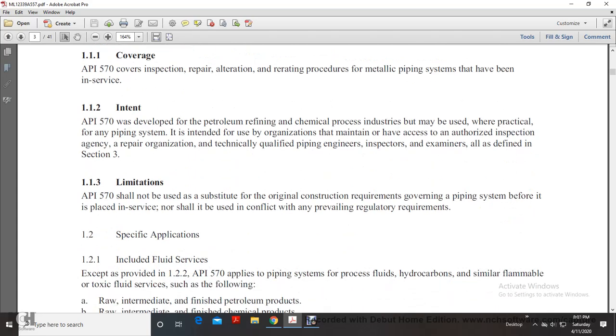Limitations: API 570 should not be used as a substitute for the original construction requirements governing a piping system before it is placed in service, nor should it be used in conflict with prevailing regulatory requirements.